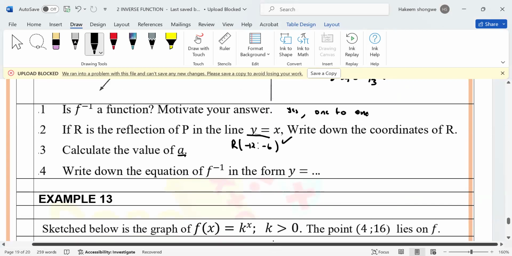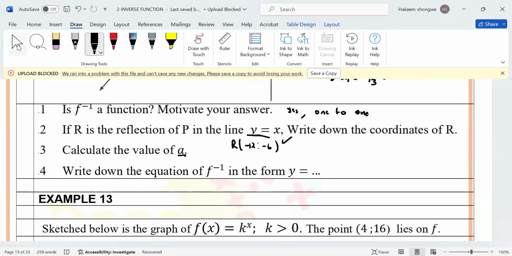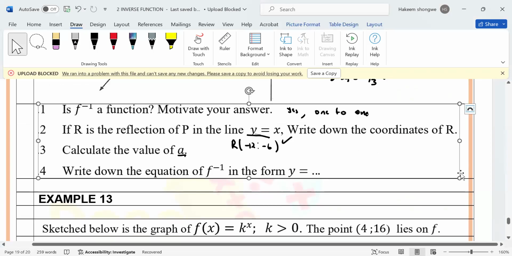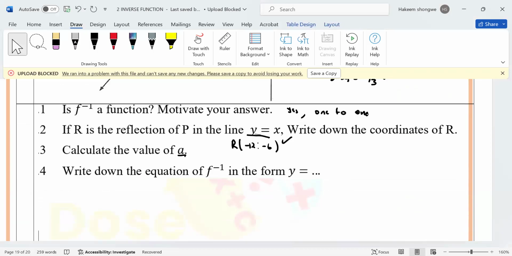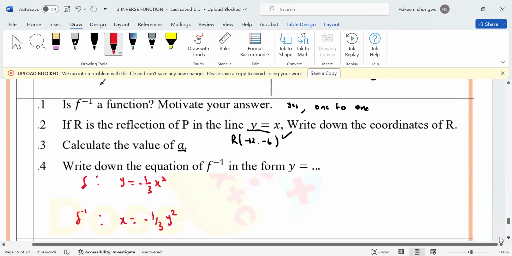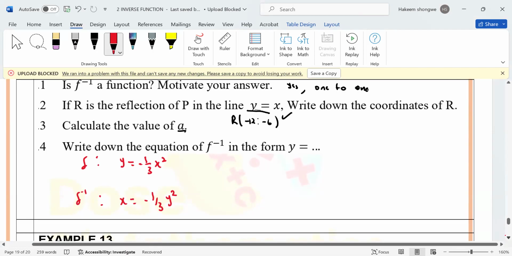And then last but not least, they say write down the equation of f inverse. So if we're going to be writing the equation of f inverse, how is it going to look? Whatever is x becomes y. So basically you start with f. What does f say? It says y is equal to minus 1 over 3 x squared. Then you go to f inverse. For f inverse, you're going to have x equal to minus 1 over 3 y squared.